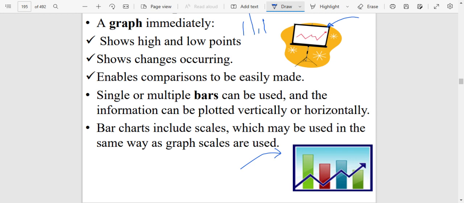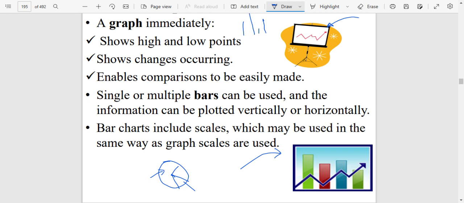So single or multiple bars can be used and the information can be plotted vertically or horizontally. You can also use bars like this one which has been presented here. So information can be presented horizontally or vertically, it doesn't matter. Okay. So bar charts include scales which may be used in the same way as graph scales. So when you're talking about a bar chart or a graph, all those can be used in the same way to represent information for easy comparison.